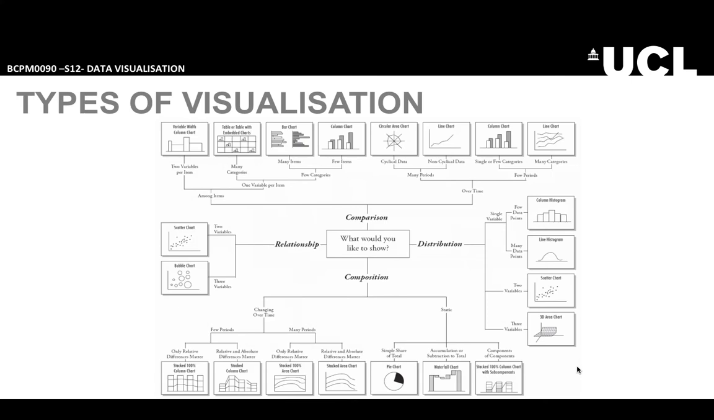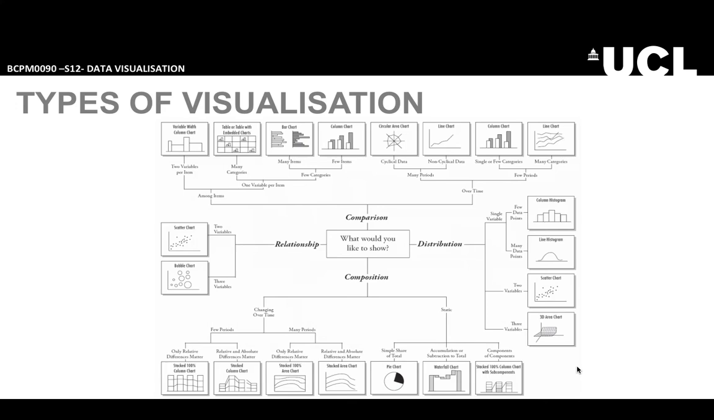So, choosing the right type of visualization is a complex process, and it mainly depends on what you need to show. Is that a comparison, distribution, composition, or relationship? How much detail the audience needs, and what information the audience needs in order to be successful.